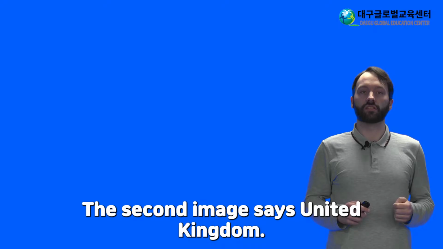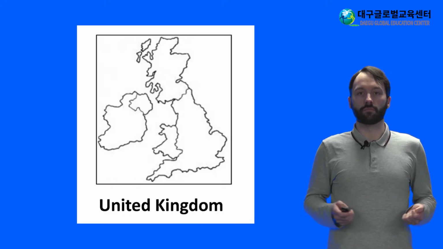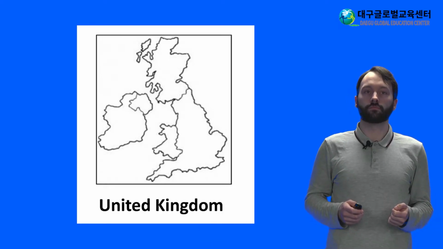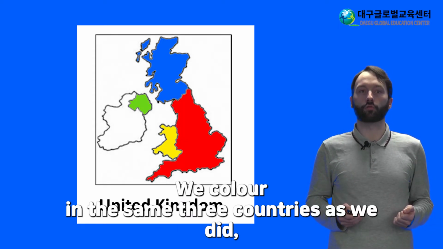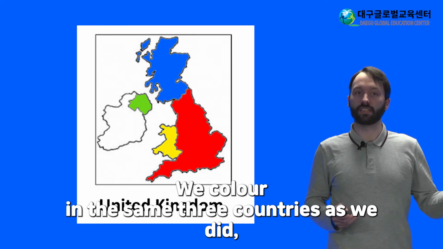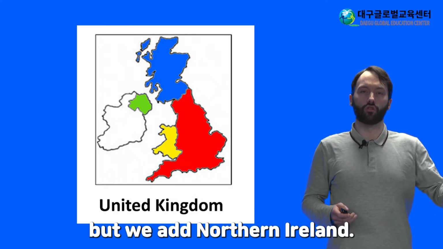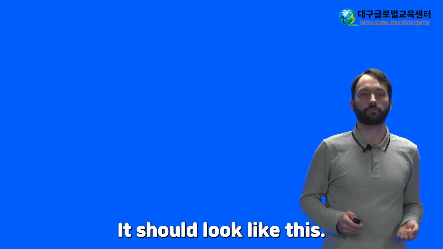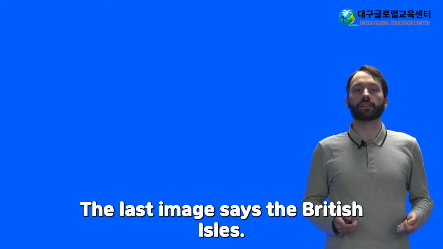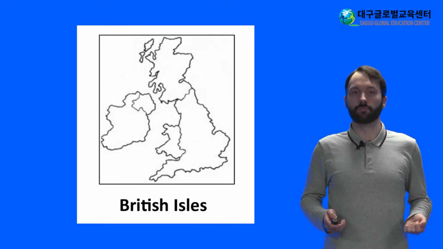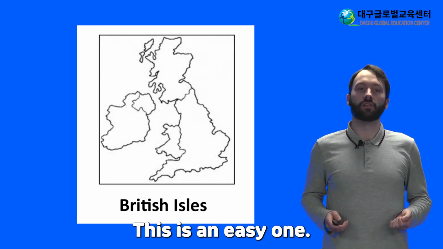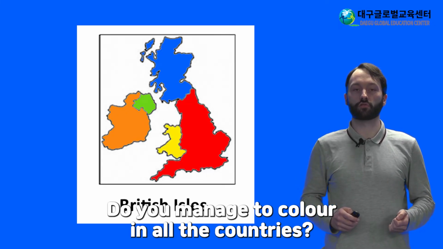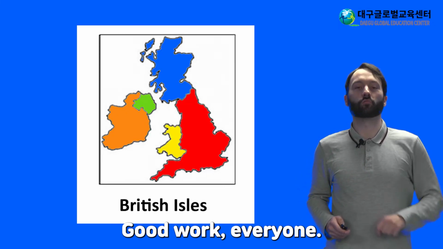The second image says United Kingdom. Did you colour in 4 countries this time? For this image, we colour in the same 3 countries as we did, but we add Northern Ireland. It should look like this. The last image says the British Isles. This is an easy one. You just colour in everything. Did you manage to colour in all the countries? Good work, everyone.